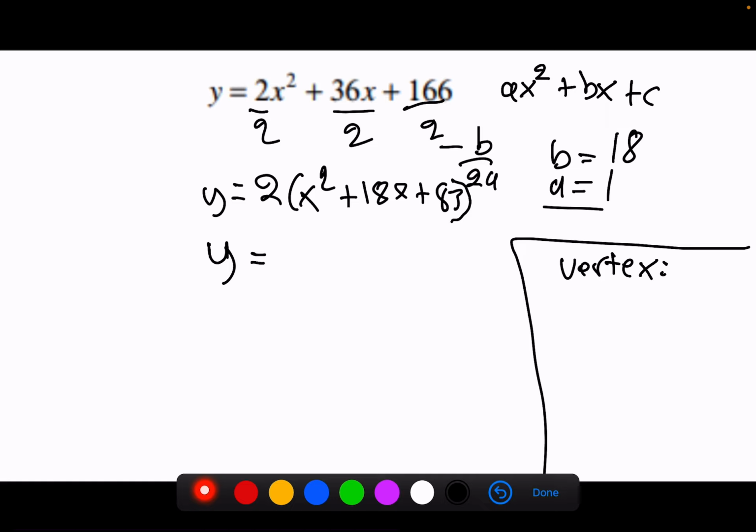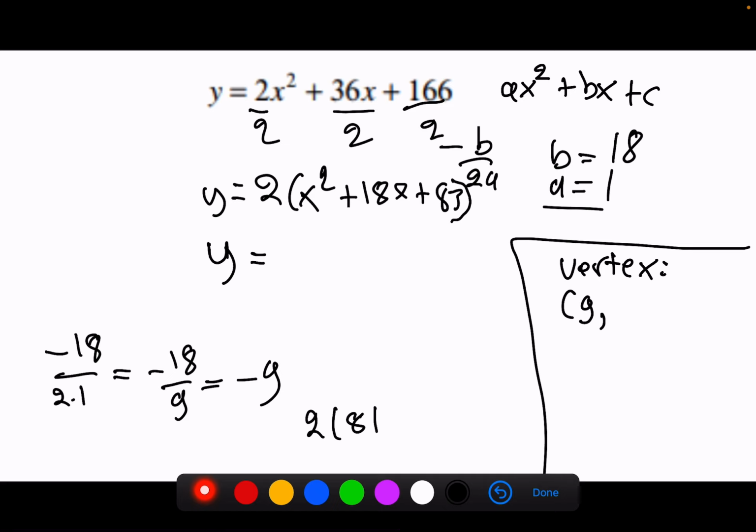So now let's go ahead and solve this using the formula negative b over 2a. So negative b, negative 18 over 2a, so 2 times 1. So negative 18 over 2 is equal to negative 9. So I would say that this is our x-coordinate for the vertex. So now in order to solve for the y-coordinate, we're going to simply plug this negative 9 into the equation. So we have 2 times 81, because negative 9 squared is 81, plus 18 times negative 9.